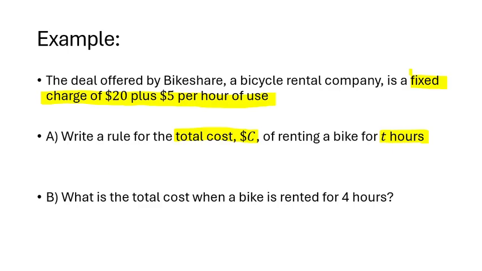So we have C is the subject and we need to find the equation. T hours. It says here we've been charged a fixed charge of 20, so we know it's going to be plus 20. So it's just 20 plus whatever. And it says here $5 per hour, so 5 times T being 5T. And that's it. Or you could use C equals 5T plus 20. It doesn't really matter.